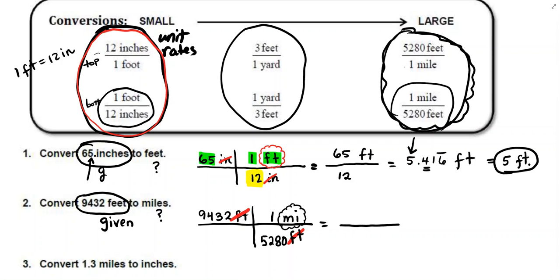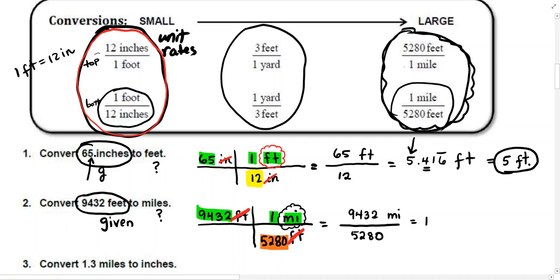Right, so now we're going to collect the numbers from the numerator. This survives, the 1 and the unit. And from the denominator, we have the 5280. Right, so we have 9432 miles over 5280. All right, I'm going to put this in the calculator. 9432 over 5280. Okay, so my calculator gives me this.